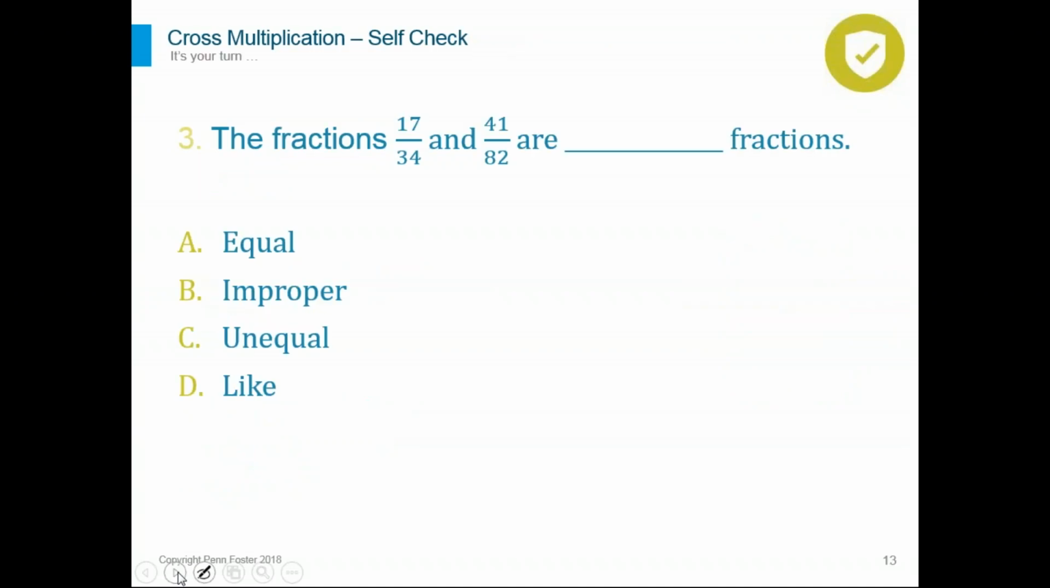Okay, let's do a self-check question on that one topic. The fractions 17 over 34 and 41 over 82 are what fractions? Are what? What do you think? Are they equal, improper, unequal, or like? I would just ignore the number D for now because I want to go over like and unlike fractions. So D is not the answer. But what about the other three? Just to be fair and give you the ones that we have gone through so far.